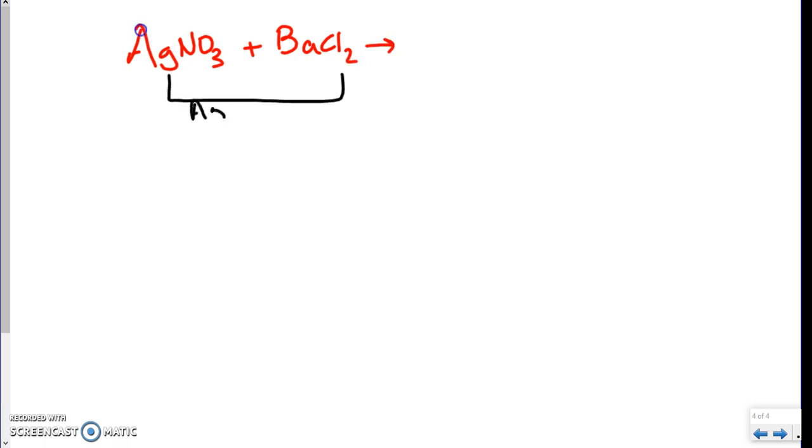Moving on to the last one, number 4. Number 4 says we are supposed to take silver nitrate and react it with barium chloride. When we do that, we're going to put the silver ion with the chloride ion. Silver is a +1 ion and chloride is a -1 ion. And then also the barium ion is going to go with the nitrate ion. Bariums are +2 ions and nitrates, those are -1 ions.